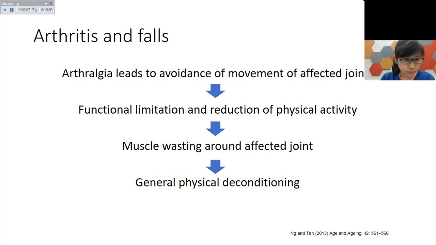Arthralgia or arthritis leads to avoidance of movement of affected joints. This then causes functional limitation and reduction of physical activity. This leads to muscle wasting around the affected joint, and therefore the patient can get general physical deconditioning, which then leads to falls.